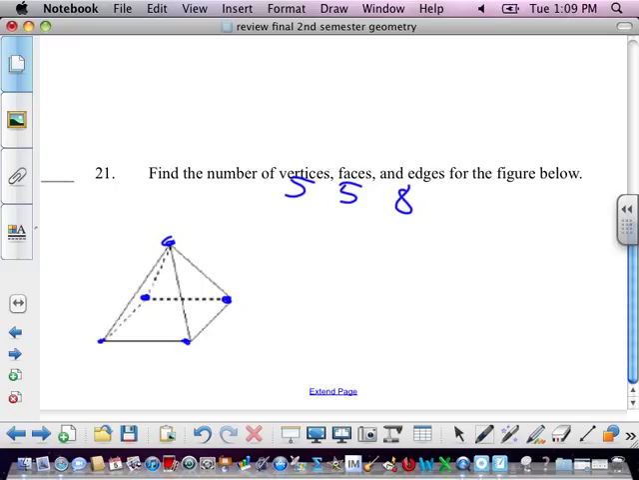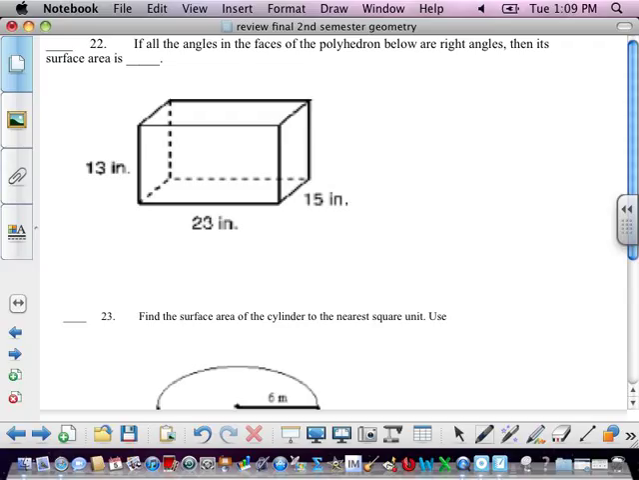Okay, number 22. If all angles in the faces of the polyhedron below are right angles, then what is the surface area? So let's pick a base. What base do we want to use?